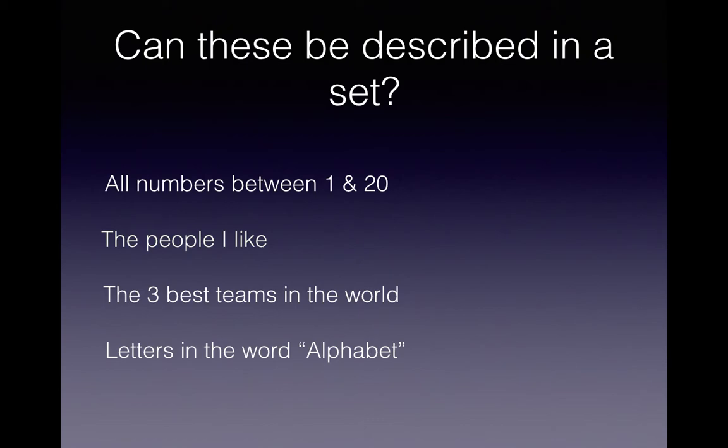The third example, the 3 best teams in the world. So first of all, can you list them? You probably could list them, but your 3 best teams and somebody else's 3 best teams would be different, so it cannot be described as a set.